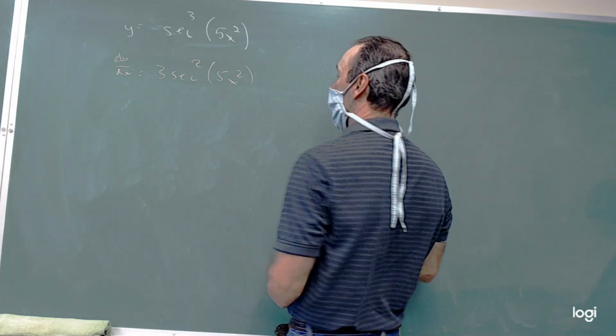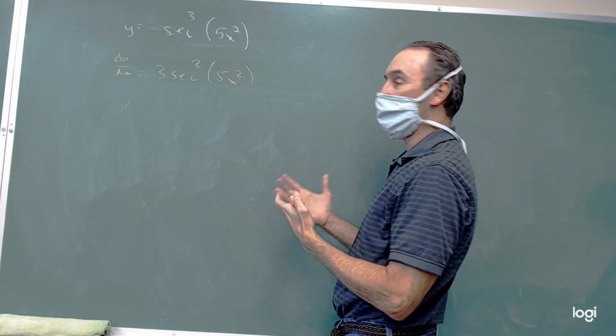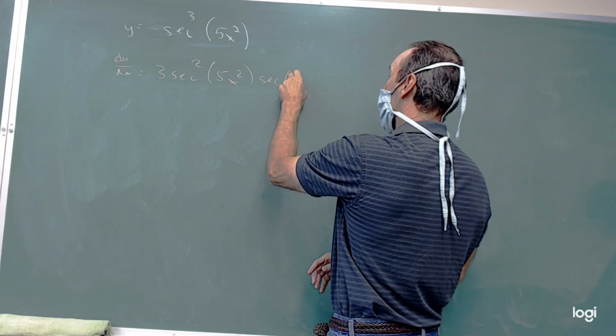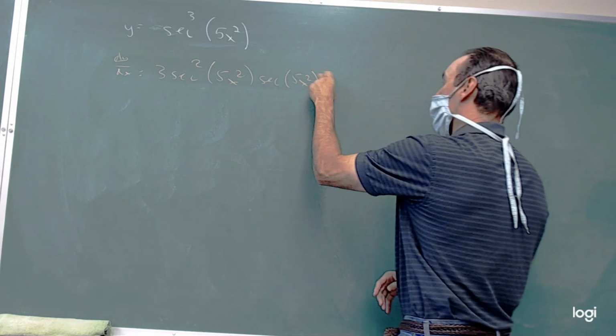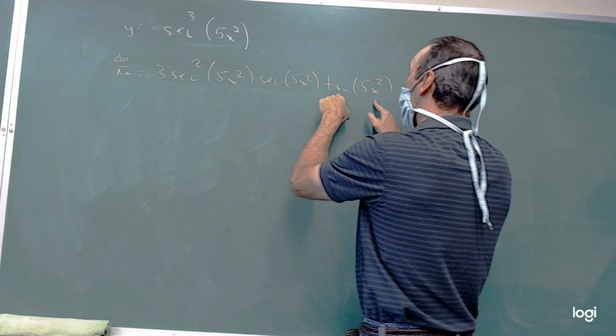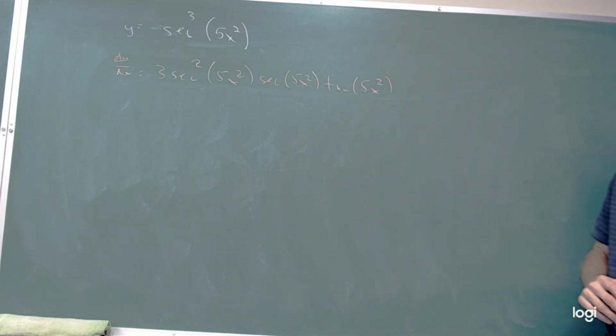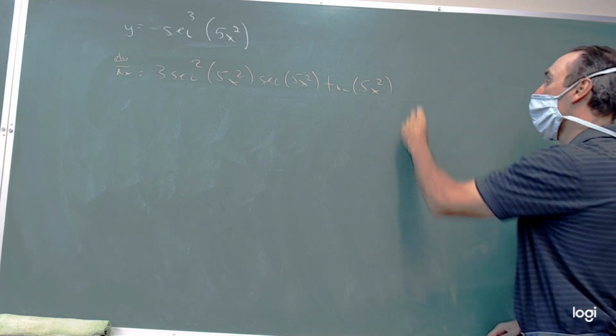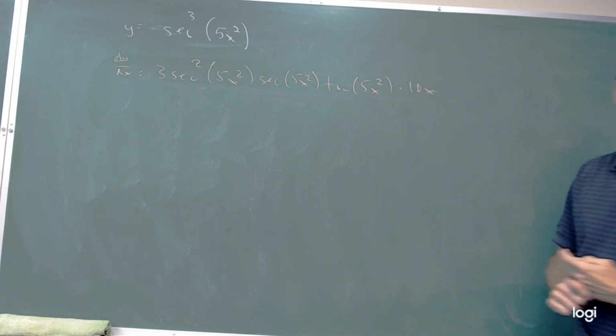Now we're to the secant level, and the derivative of secant is secant tangent. So it's going to be secant of, and tangent of the same things. Notice all of the trig functions have the same angle. Then finally, we're to the innermost one, and that's going to be a 10x.